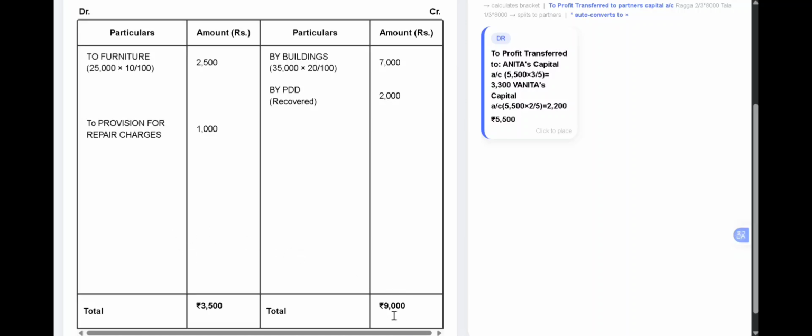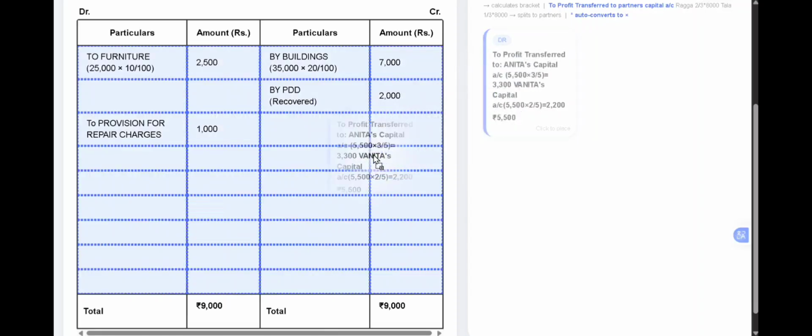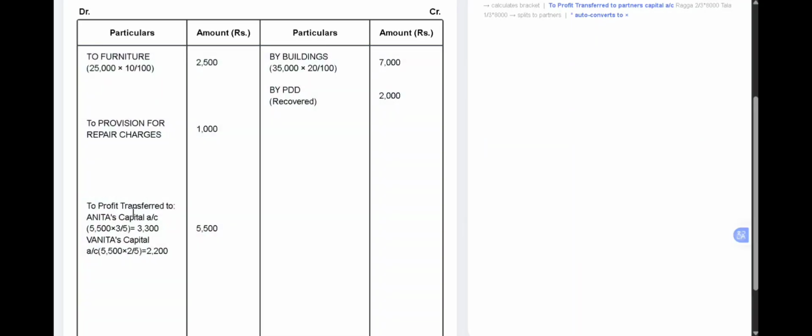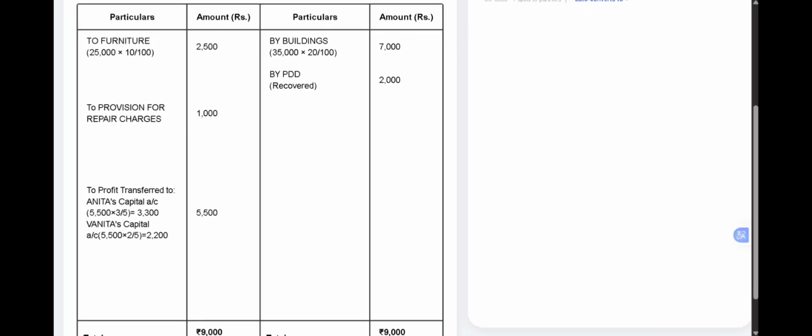And deduct the debit side total, that is 3,500. We will get revaluation profit. Since the credit side is more, it is revaluation profit. On the debit side of the revaluation account, profit transferred to Anita's capital account and Vanita's capital account. So the balance amount is 5,500.